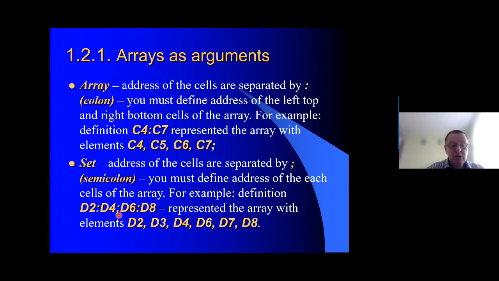And to denote a set, we use a semicolon. So if we separate two cell addresses by a colon, it means all cells between them will be used as arguments. If we separate by a semicolon, only the specified cells will be used. It's also possible to combine arrays with sets, and we will have the following combinations of input data. So it's a very strong requirement to be able to manage the proper cell range for data processing.